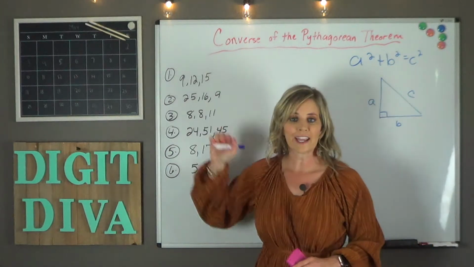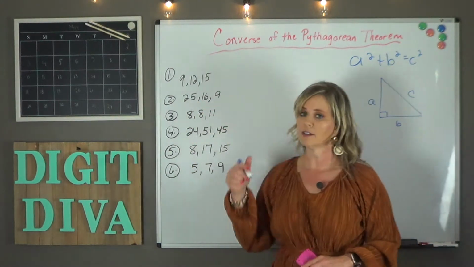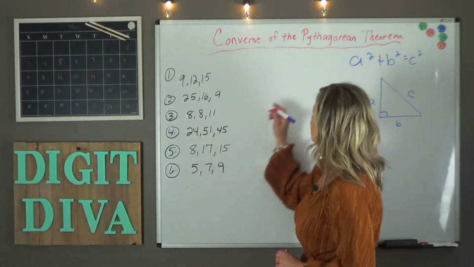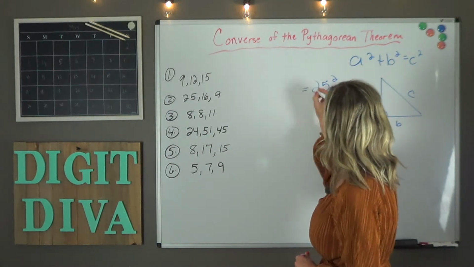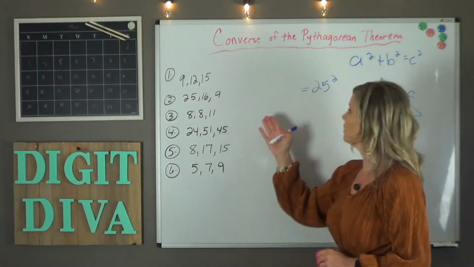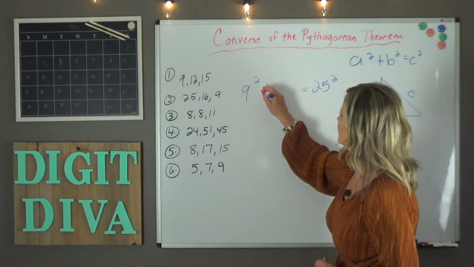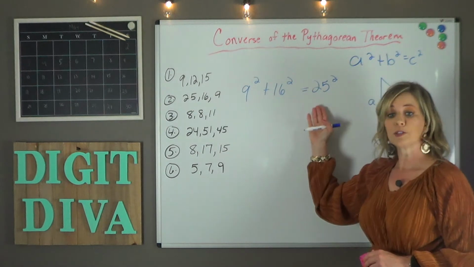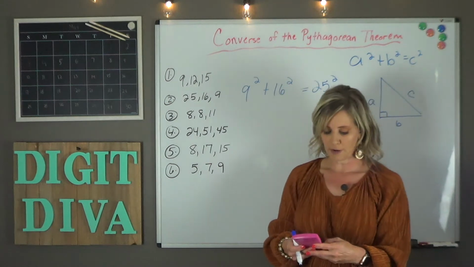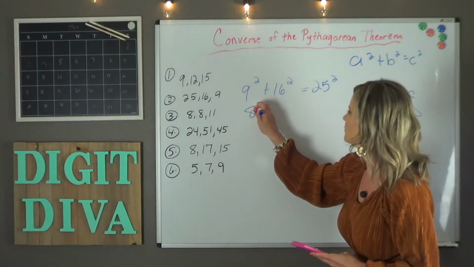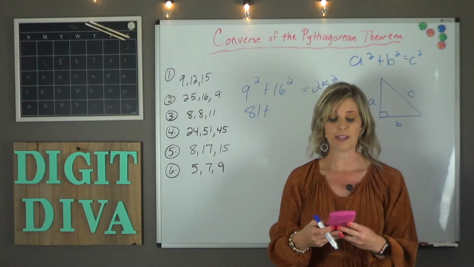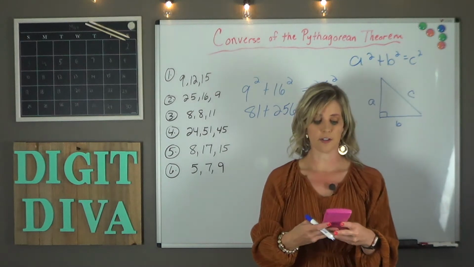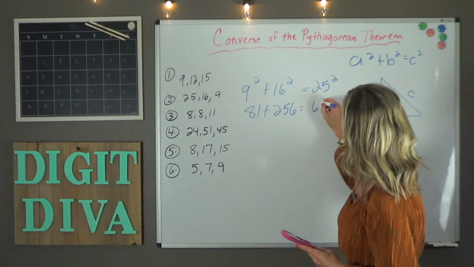All right, let's look at our second example. We have 25, 16, and 9. You have to ask yourself which one is the largest side length, and it would be 25. So 25 would be left alone in the equation. And then we would plug in 9 squared plus 16 squared, and see if our left-hand side equals our right-hand side. 9 squared is easy. We have that one memorized, 81. 16 squared is 256. And 25 squared, 25 times 25, is 625.